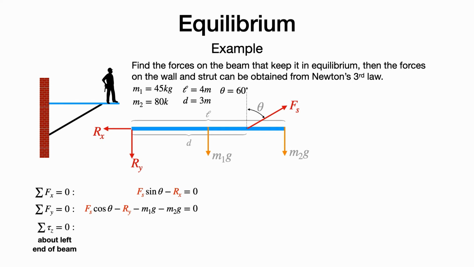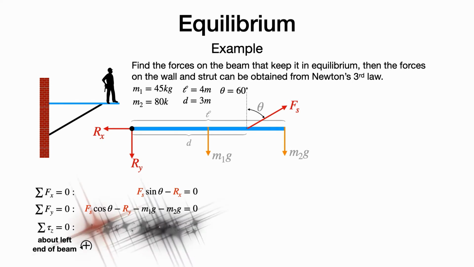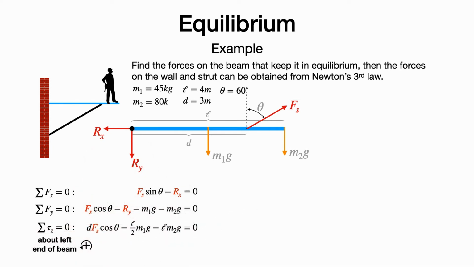And finally, we need to consider the torque acting on the beam. And in this case, let's consider the torque acting through a center of rotation at the end of the beam where it attaches to the wall. And we're also going to assume that our positive torques are those which create a rotation in the counterclockwise direction, and thus a torque which is in the positive z direction coming out of the screen.